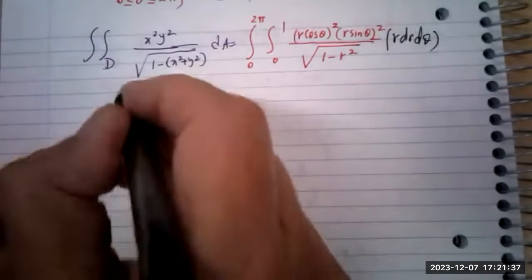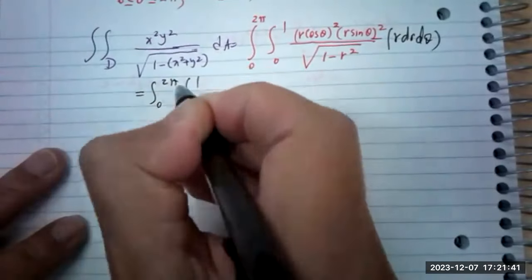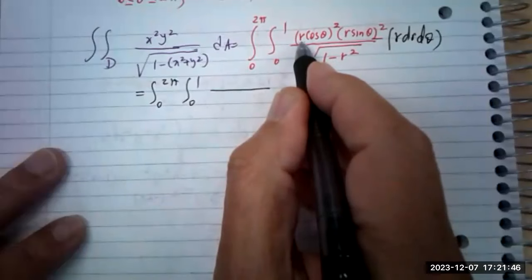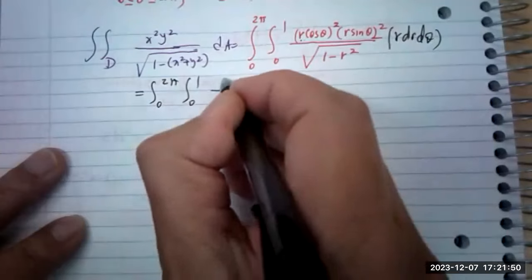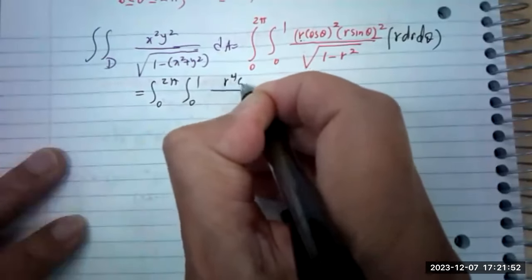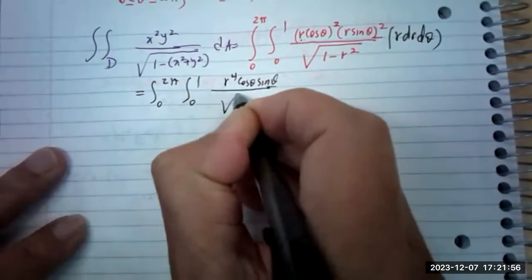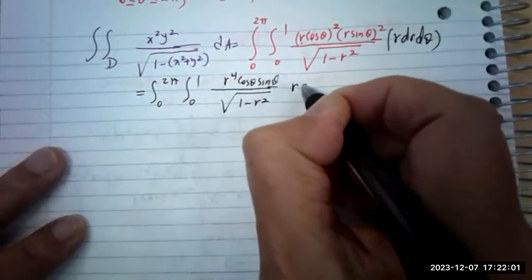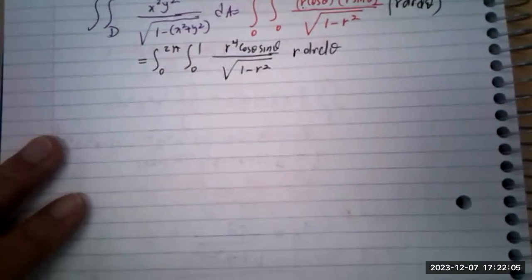Now we have to take care of this to integrate it, 0 to 2 pi, 0 to 1. On the top, that gives you r squared, and that would be r squared, so that gives r to the fourth, cosine of theta, sine of theta, and the bottom one would be the square root of 1 minus r squared, then this is going to be r dθ.